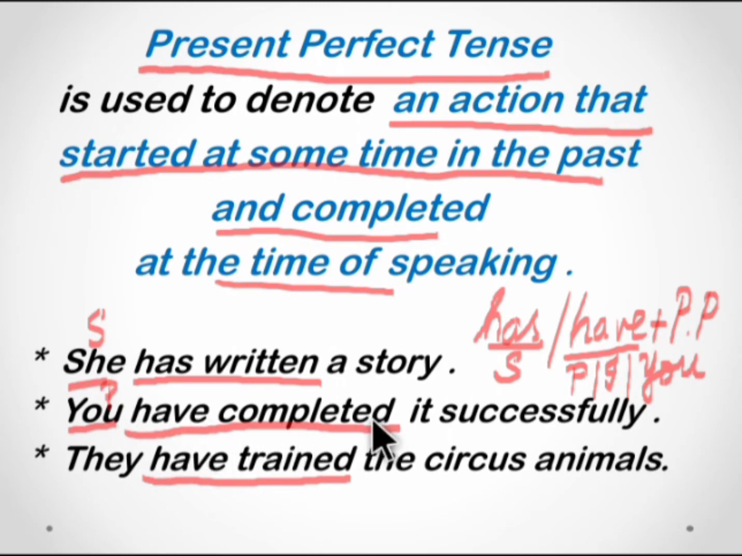I have already taught regular and irregular verbs. If ed is added and a verb is changed into a past tense, it is called a regular verb. If there is a spelling change in the past tense, then it is an irregular verb. So this is a regular verb and this is an irregular verb. This one, they have trained the circus animals. They is a plural subject again, and so we use have. So trained, the past participle of train, is trained.